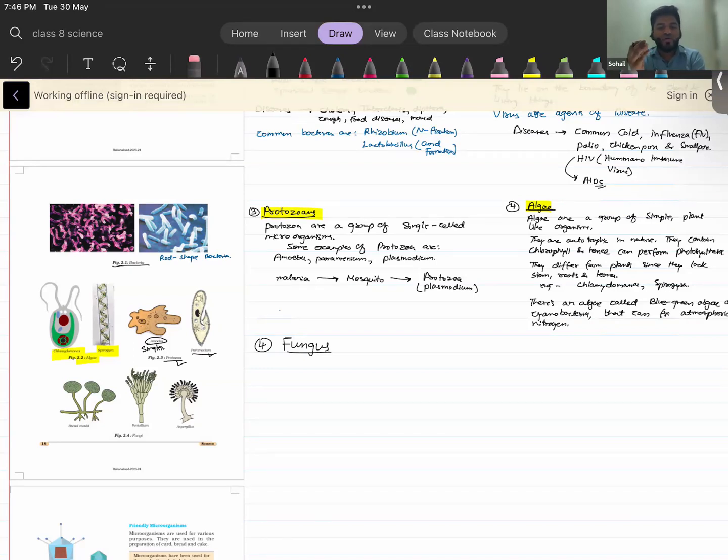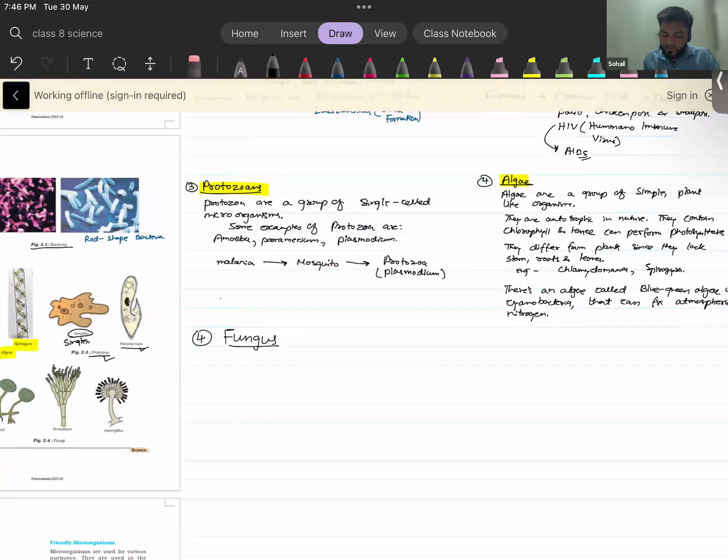Some of the examples are mushroom. Mushroom is also a type of fungus. You will find bread mold that usually grows on bread, and yeast powder is also a type of fungus. In bakery yeast powder is used. In fermentation also yeast powder is used. So we will get there and discuss those things also. First we are talking about fungus here.